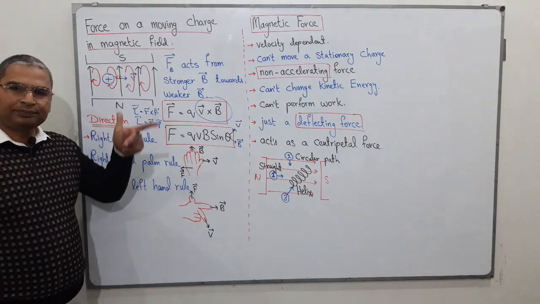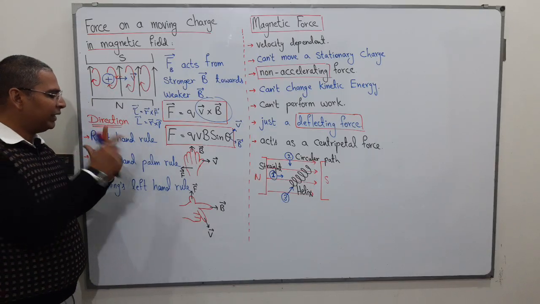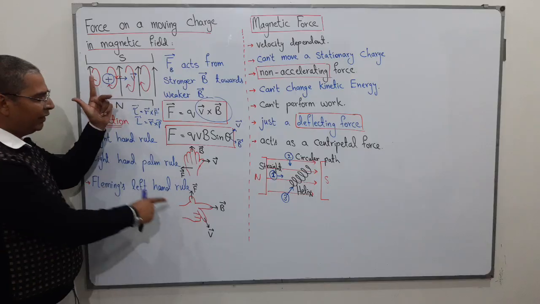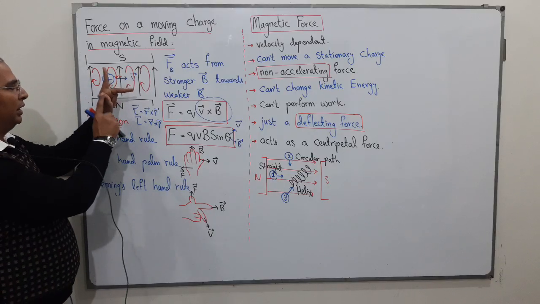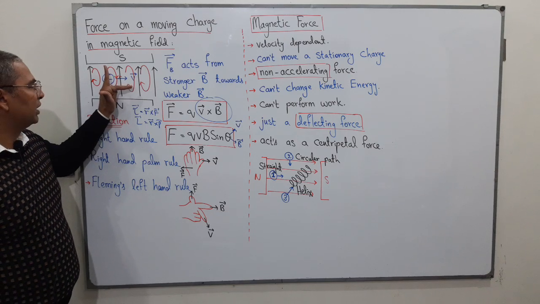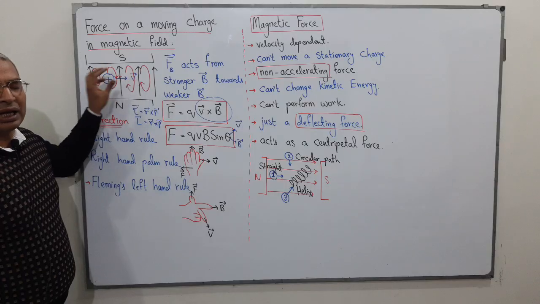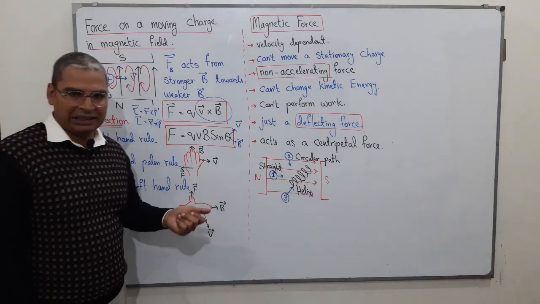Fleming's left hand rule. According to this left hand rule, the index finger indicates the direction of magnetic field lines, the middle finger indicates the direction of velocity, and the thumb indicates the direction of force. So this moving charge will face a force out of the board. All the rules give us the same answer.